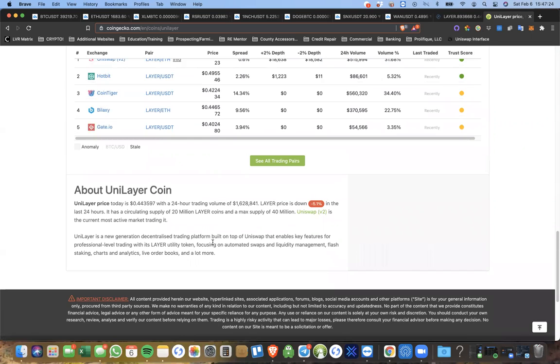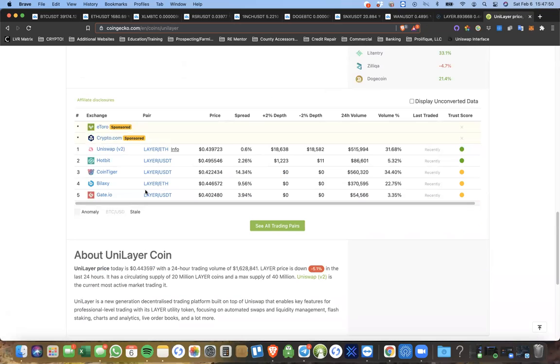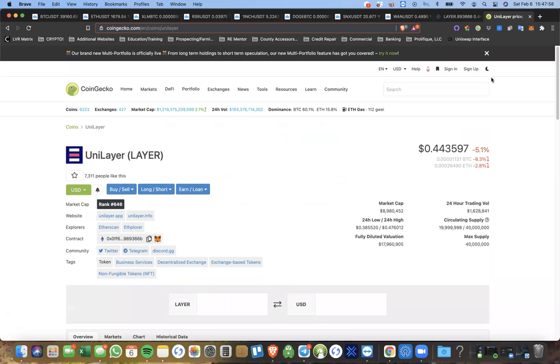Unilayer is a new generation decentralized trading platform built on top of Uniswap. Enables key features for professional level trading, focusing on automated swaps and liquidity management. Nothing new. Flash staking. I've heard of flash loans, but I'm not sure what flash staking is. Charts and analytics, live order books, and a lot more. Cool. So you guys can see where it's being traded. Only 2 of them are getting Hopbit and Uniswap. Okay. Hey, that fiat on ramp.